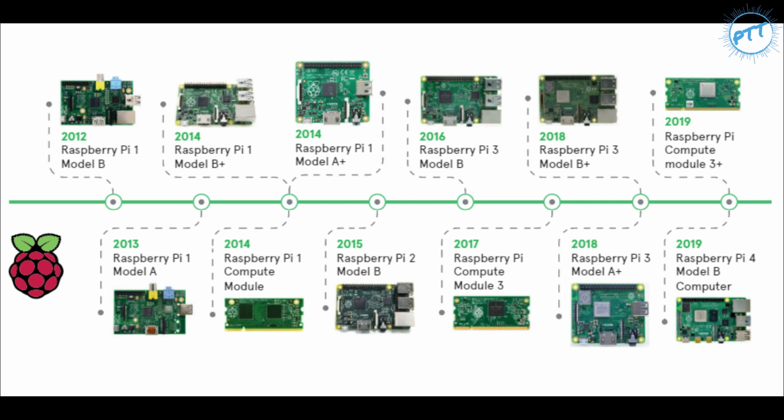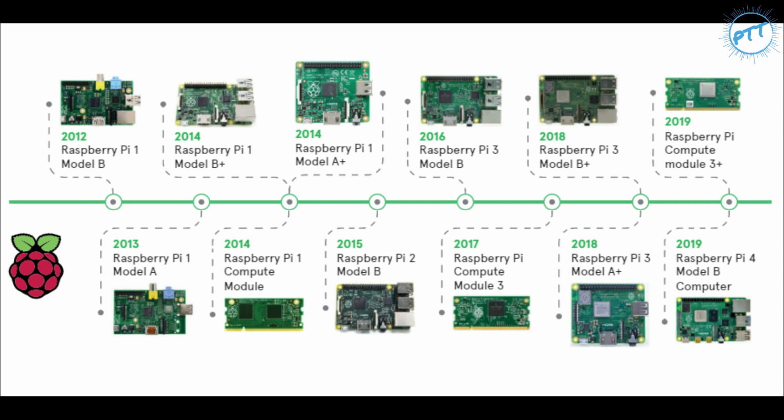Then came the Raspberry Pi 1 Model A+, which was a smaller version of the Raspberry Pi 1. It had 40 GPIO pins but did not have an RJ45 Ethernet port and just had one USB port. In the same year, the Raspberry Pi also released its first compute module, that is the Raspberry Pi 1 compute module. This was extensively used in industrial applications.